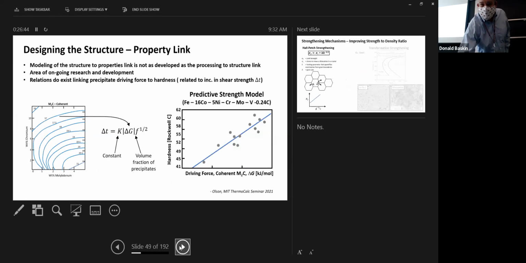That's one example. Here is another example, which I basically just told you about, which is going from driving force for precipitation to hardness. Here's a graph, also from Northwestern University, of hardness versus driving force for M2C carbides for this multi-component alloy steel. You can see, as you increase the driving force by tweaking the composition, the hardness pretty reliably goes linearly along this line. So hardness increases linearly with driving force for the M2C carbides. A good example.